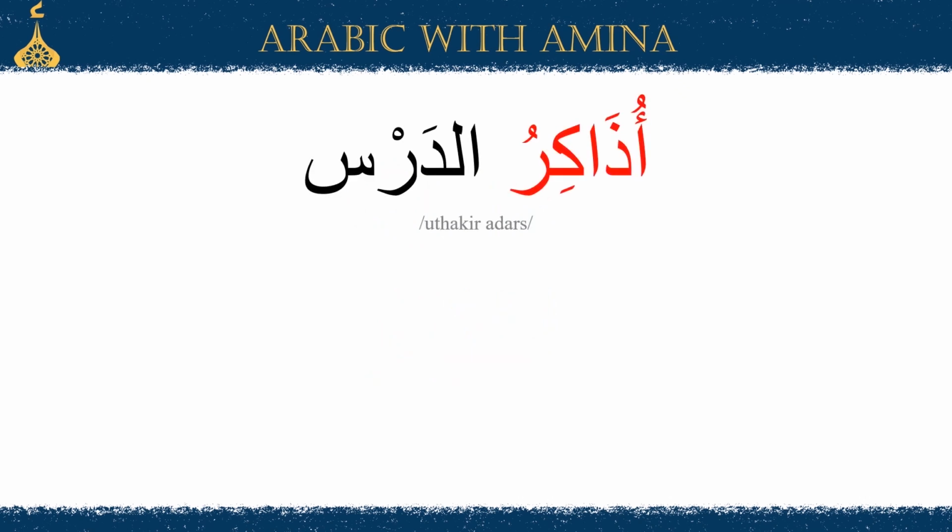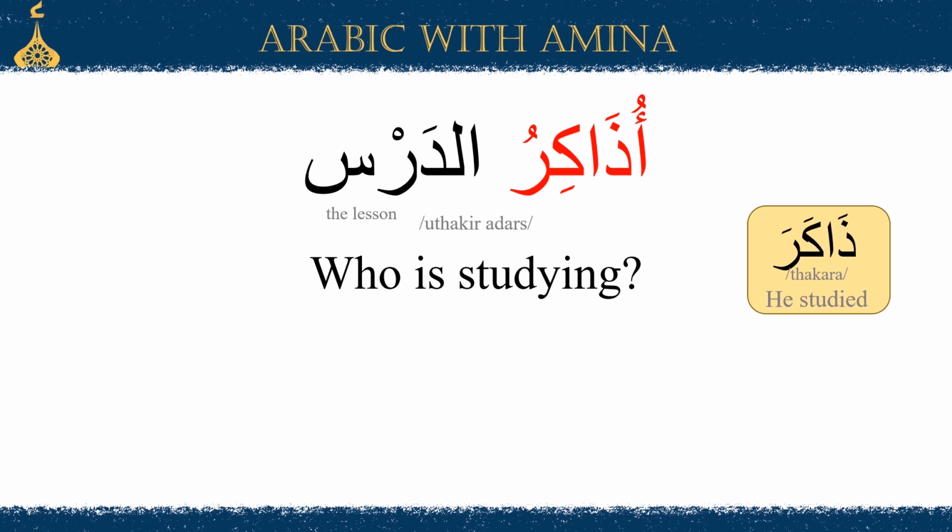Our first question is going to be أذاكر الدرس. Our verb is in red, and it is derived from the verb ذاكر. He studied. الدرس means the lesson. So the question is, who is studying? Take a moment to pause and think, and if you need more time, feel free to pause the video. I will be explaining and answering shortly. We can see that the verb has been added to a prefix, and this prefix is the letter alif. The letter alif refers to the pronoun I or أنا, so the sentence means I am studying the lesson.